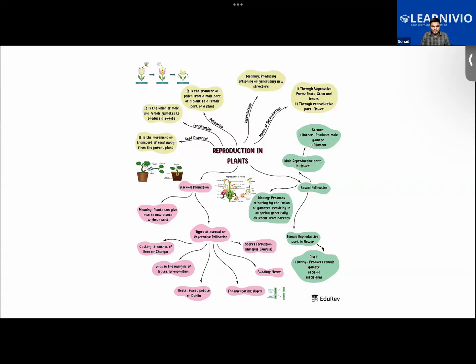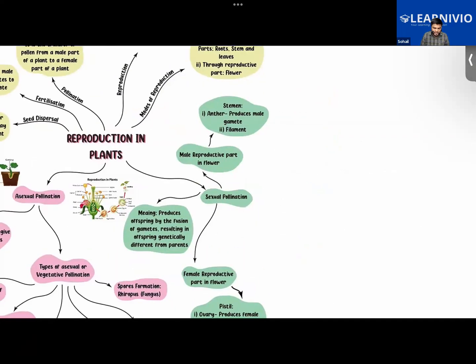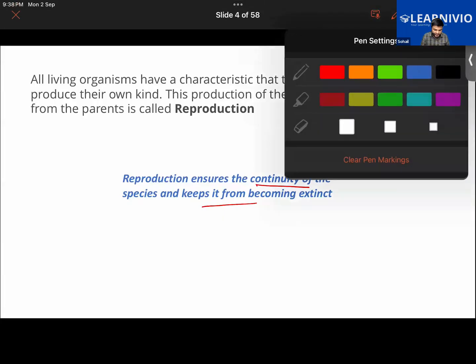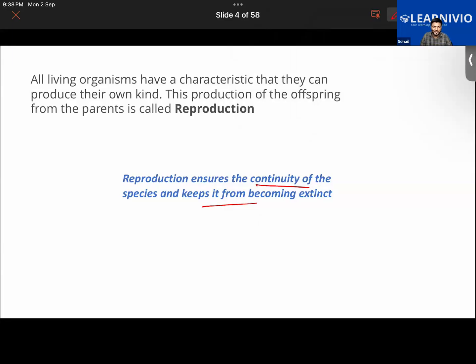But before that, as we know, for life to continue on Earth, reproduction is important. Reproduction ensures the continuity of a species and keeps it from becoming extinct. For a species to continue living on planet Earth, it is important that they are able to produce organisms of their own kind. They can give birth to organisms having similar characteristics. Basically, they can produce offsprings.